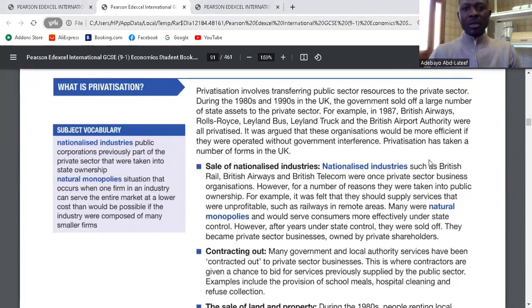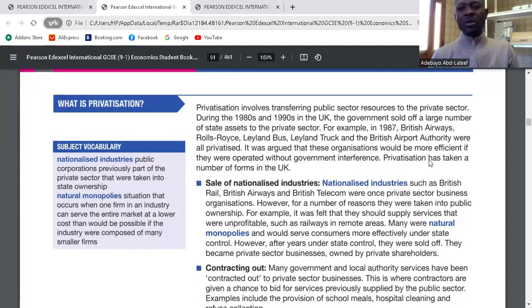What is privatization? Privatization involves transferring public sector resources to the private sector, like I said earlier. So the rest are stories, we don't need to dwell on that. What they're trying to say is that before privatization comes into place, there would have been resources and businesses handled by the government. Maybe because of inefficiency or rapid growth, the government feels it should give these things to the private sector. That is why privatization will take place.